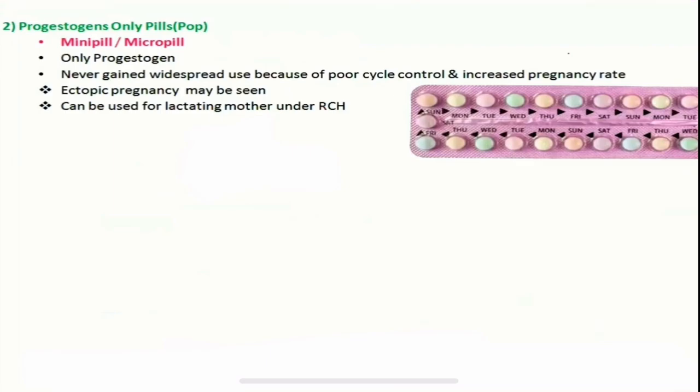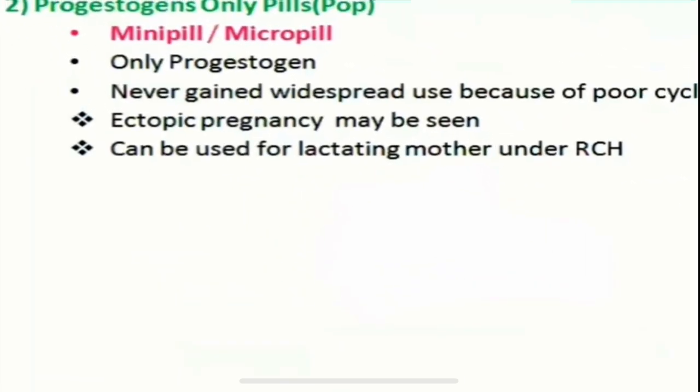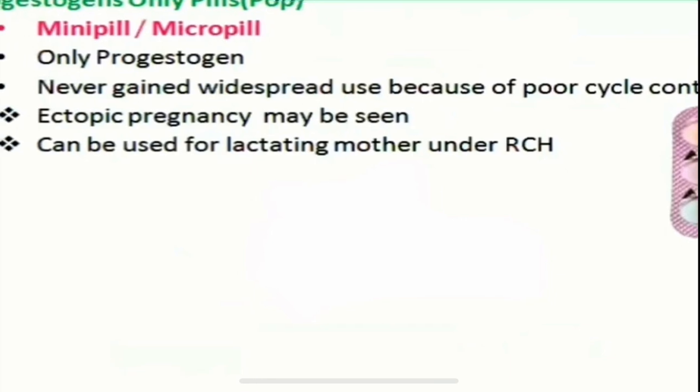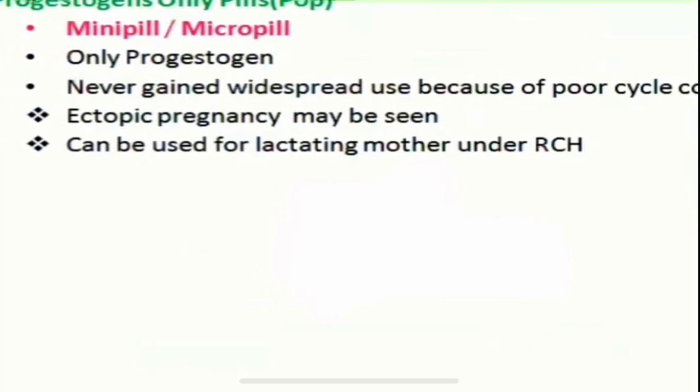Now, something very confusing, but you have to remember it. For the progestogen only pill, just know that it never gained widespread use because it had very poor cycle control. Pregnancy rates were high, high failure rates, and it can be given to older women or women with malignancies. It can be used for lactating mothers under RCH.